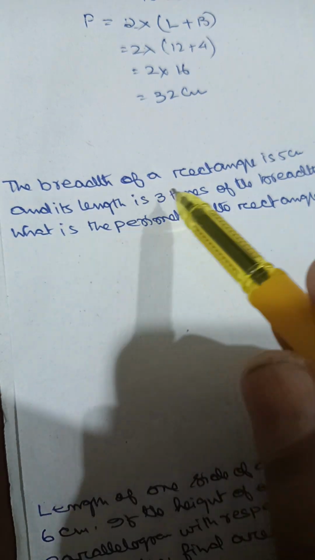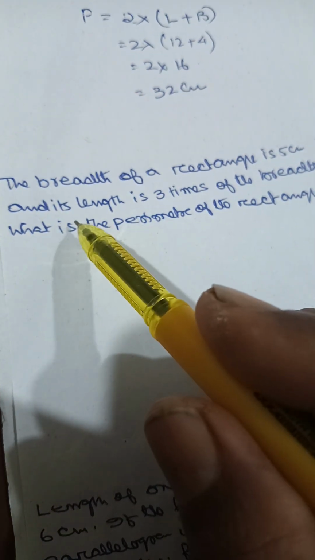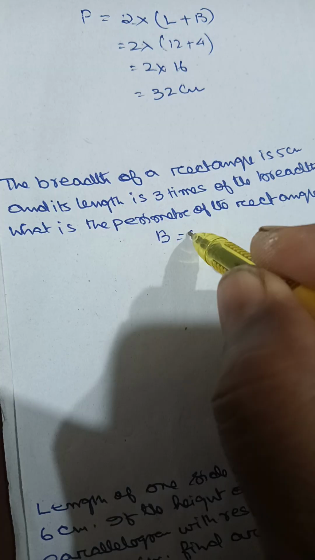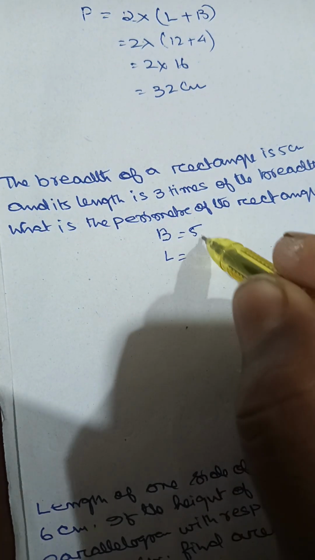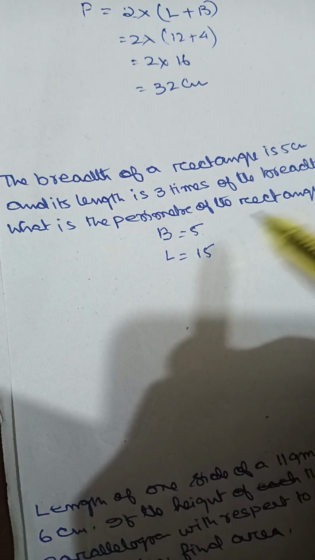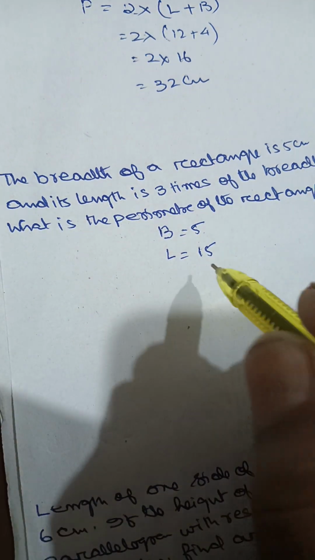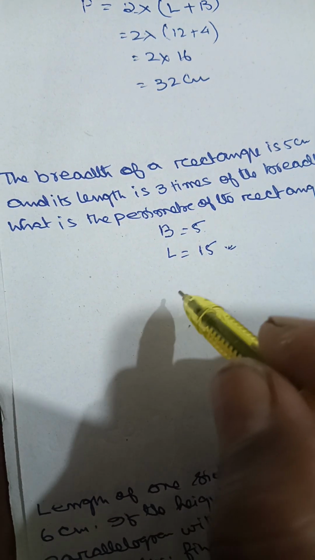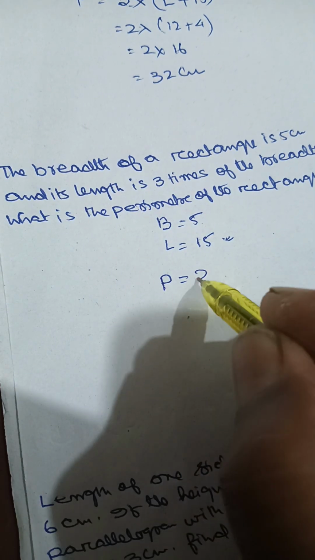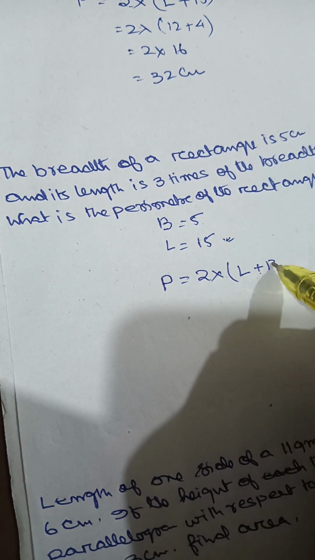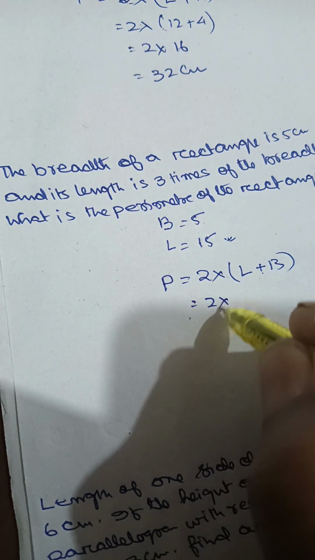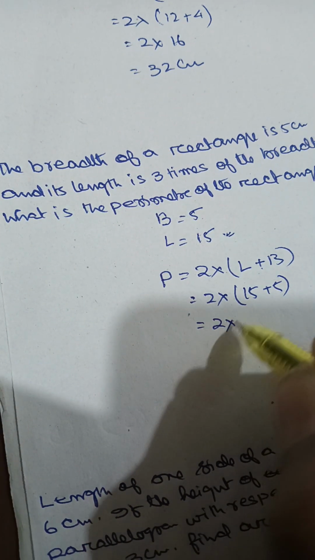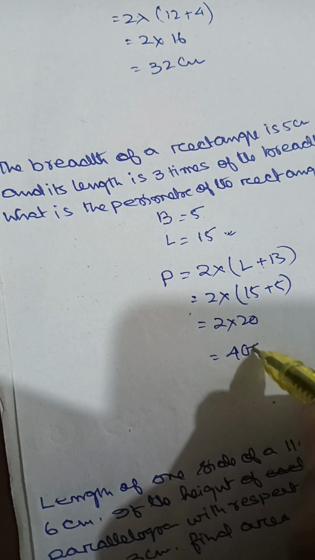Next question: breadth of a rectangle is 5 centimeter and its length is 3 times its breadth. So you see clearly, breadth is given 5 centimeter and length is 3 times the breadth, that is 15 centimeter. What is the perimeter of the rectangle? So easy. This is the point you have to remember, and you have to note the correct value. Now perimeter formula is 2 into (length plus breadth). So you write 2 into (15 plus 5). Therefore, you can write 2 into 20, that is equal to 40 cm.